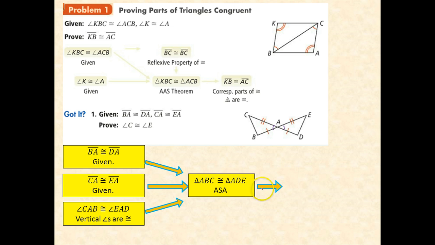And then from that we can conclude that angle C is congruent to angle E because they are corresponding parts of congruent triangles. So CPCTC stands for corresponding parts of congruent triangles are congruent. And yes, you can write that in your proof.